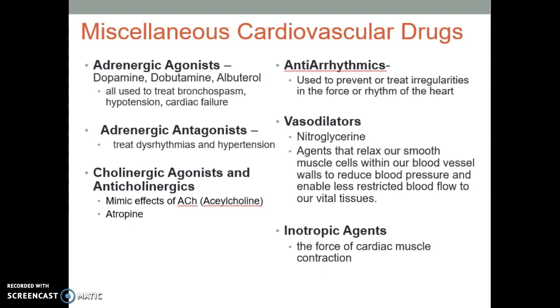Vasodilators. They are agents that relax our smooth muscle cells within our blood vessel walls to reduce blood pressure and enable less restricted blood flow to our vital tissues. An example is nitroglycerine, and that is used to treat an MI and a CHF, myocardial infarctions and congestive heart failure. Inotropes and vasopressors. Inotropes and vasopressors are used interchangeably and are given to increase the force of our cardiac muscle contraction and increase blood pressure. Box 16-1 shows a complete breakdown of examples for you on page 225 of your text.